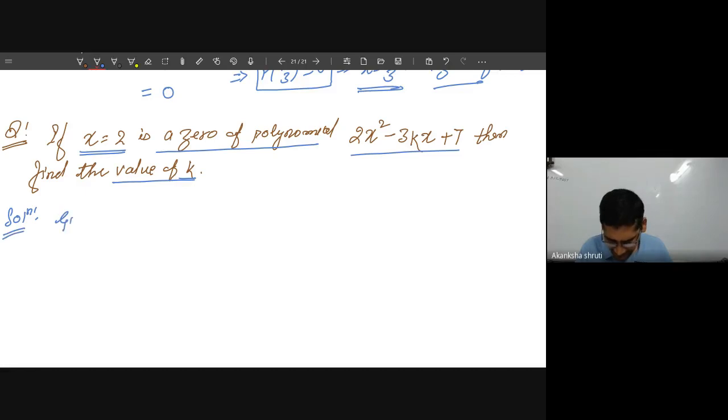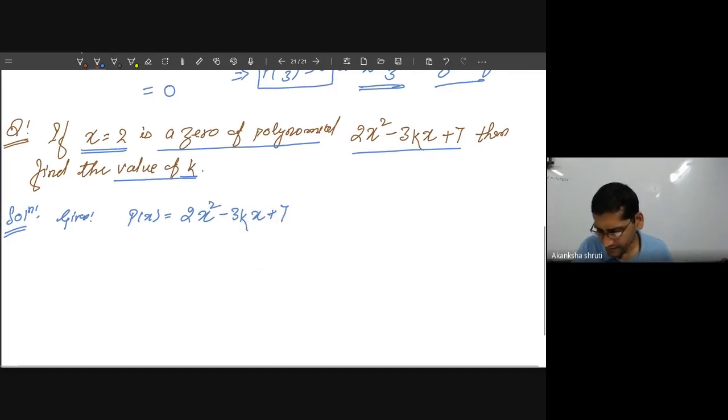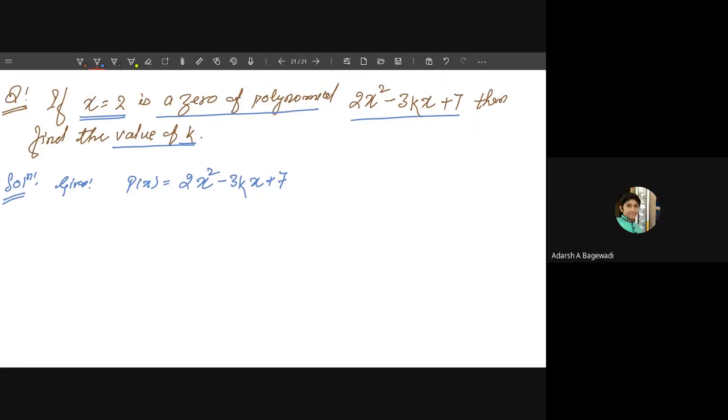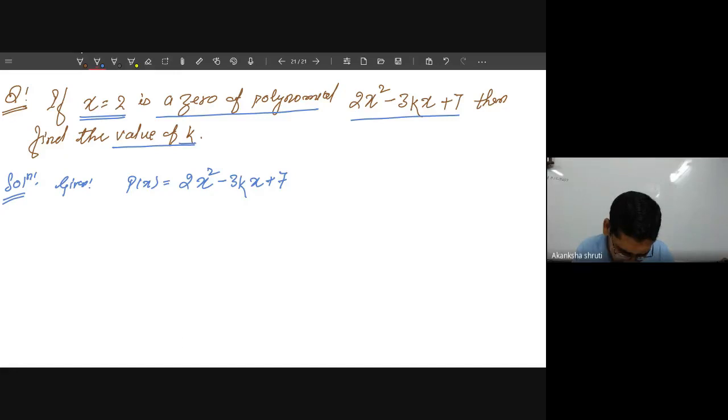So what is given is the polynomial p(x). Just rewrite whatever given polynomial: 2x squared minus 3kx plus 7. This is the given polynomial. What other information is given? x equals 2 is a zero of the polynomial.